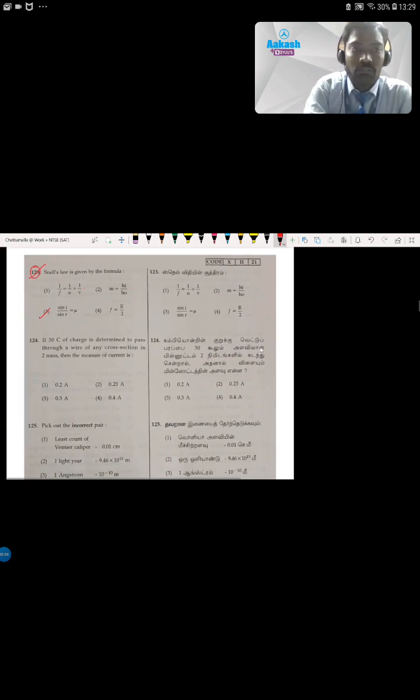Next, question number 124. See students, here they are giving charge information and the time. If 30 coulomb of charge is determined to pass through a wire of any cross section in 2 minutes, then the measure of current, electric current I is equal to Q by t. Charge is 30 coulomb. Time is given in minutes. As you already know, while doing calculations, we have to keep all the physical quantities in the same system of units.